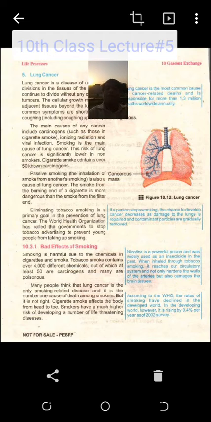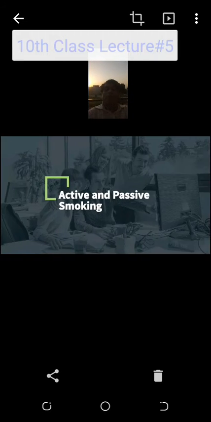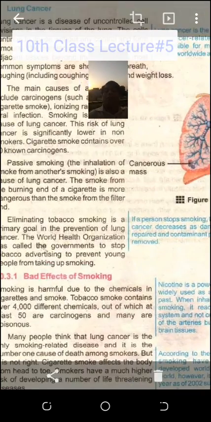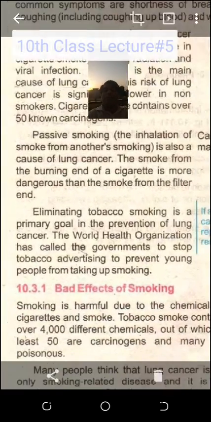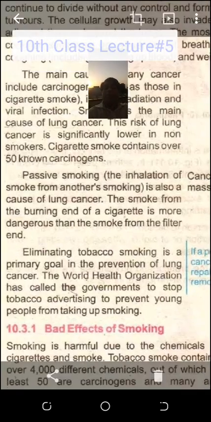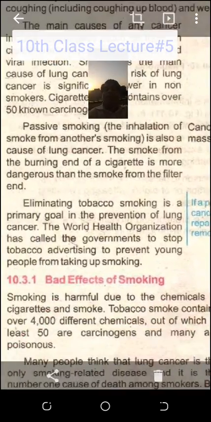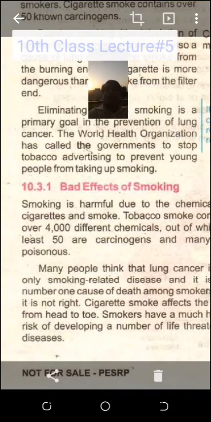So this is information. Now these 3 slides are showing active and passive smokers. Now I come back to the main reason I am discussing these things: bad effects of smoking and passive smoking. Now it is written in your book as well: 4,000 chemicals and 50 are carcinogenic.